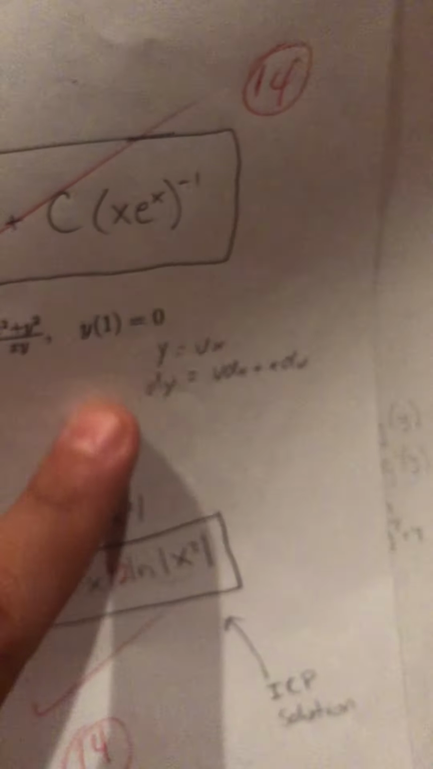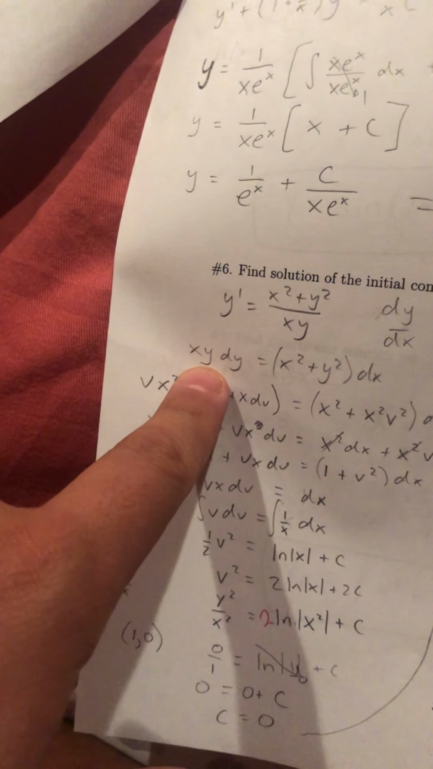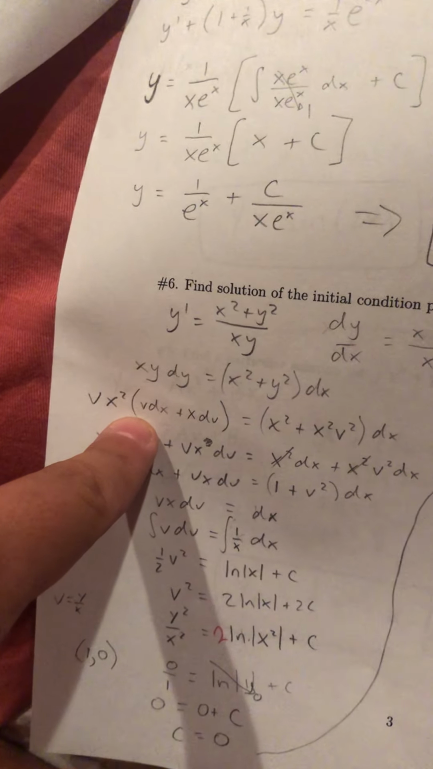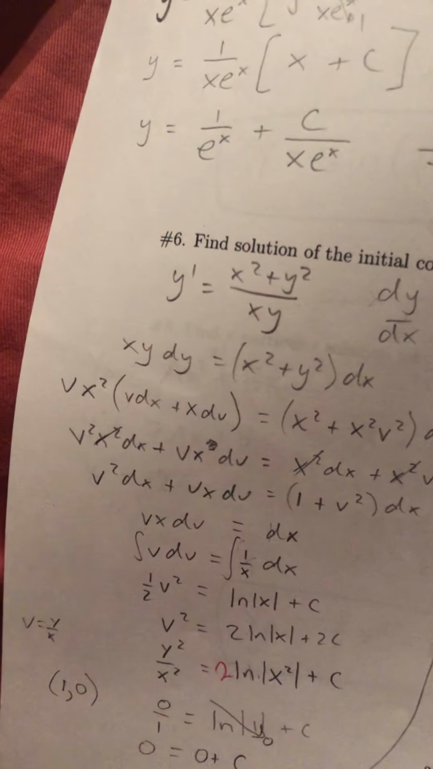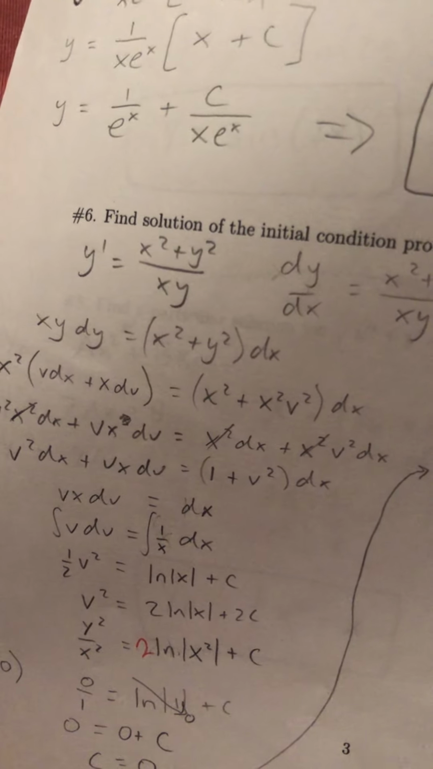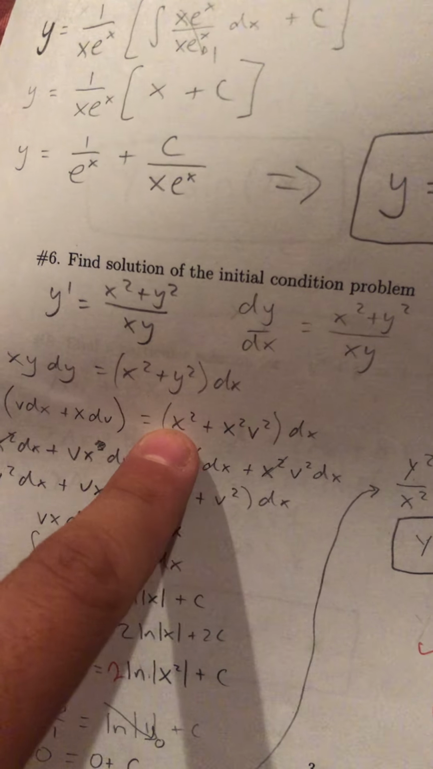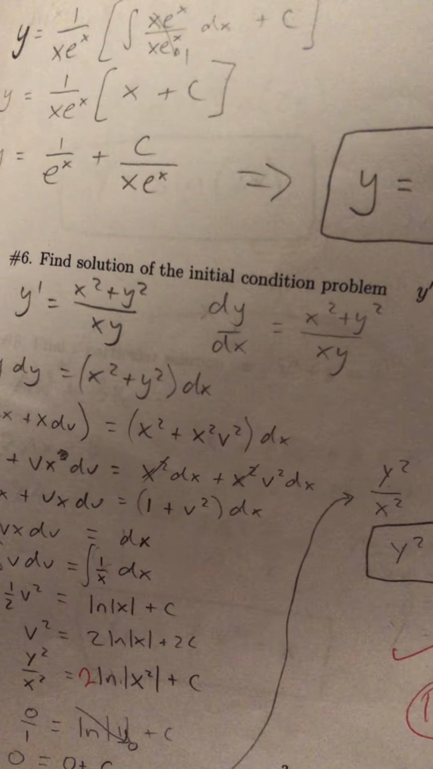Now you're going to take these two, and for every y, you're going to substitute in Vx. So xy turns into Vx squared. And then dy goes to V dx plus x dV. And then you're going to put Vx in there, so x squared plus x squared V squared dx.